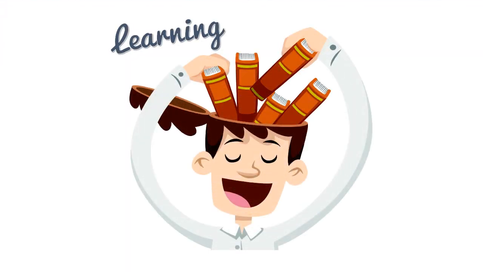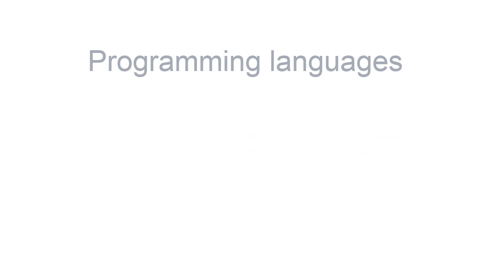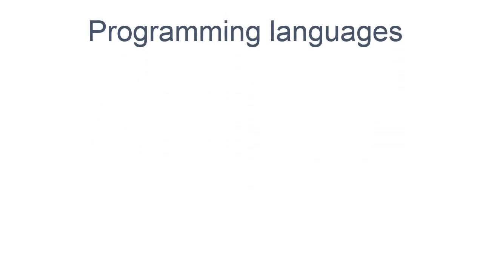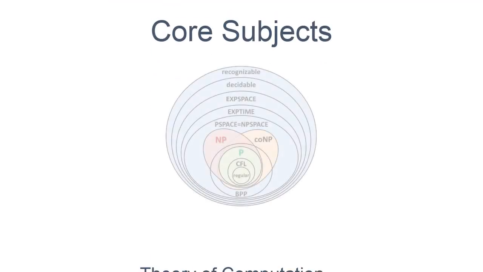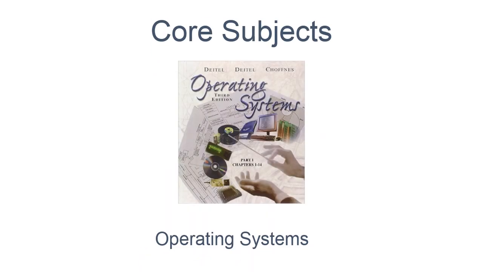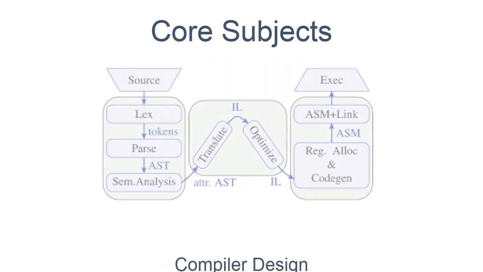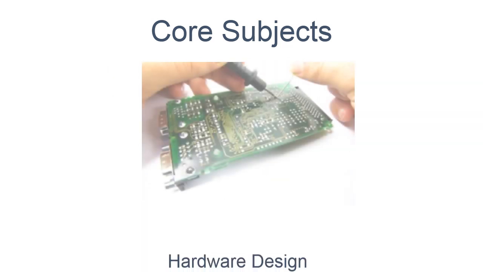But what do they have to study? They normally develop skills in different programming languages like C, C++, Java, HTML, etc. They also study subjects like theory of computation, operating systems, compiler design, computer networks, hardware design, and also electronics, etc.